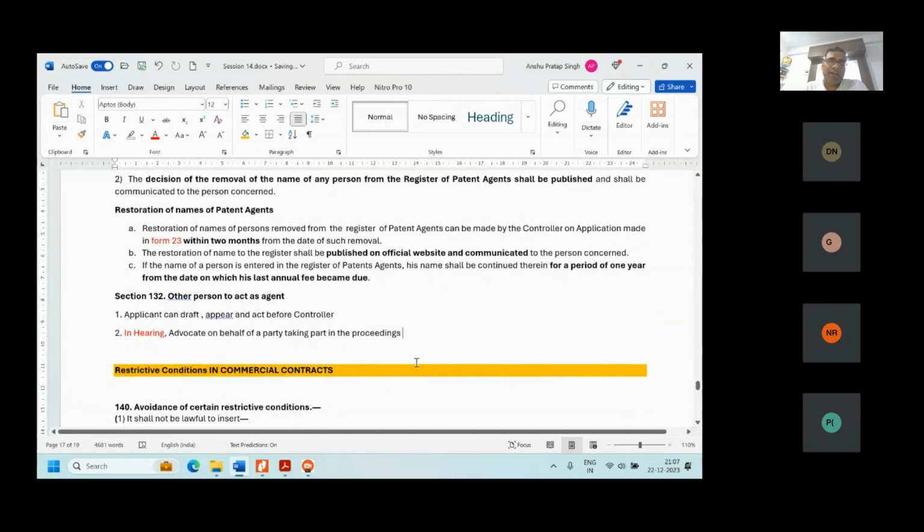Restrictive conditions in commercial contracts, I will discuss tomorrow because it is getting late. So restrictive conditions in commercial contracts, compulsory licensing and government use, and any other topic which has been left will be completed tomorrow.